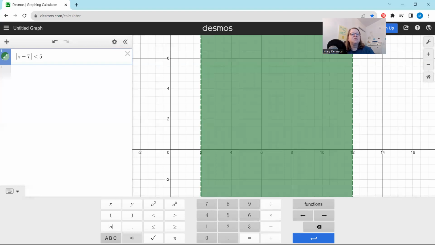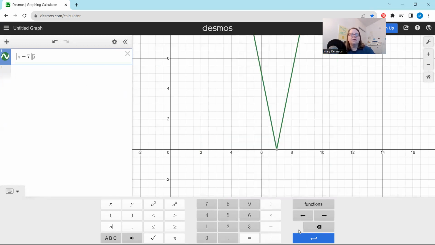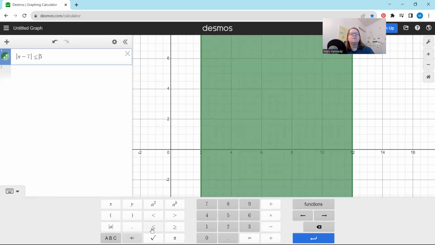Okay, so here's how you do that. Simply here, I could have the less than or equal to sign right there. I mean, there's the symbol. That's the easiest way. Or if you're typing the less than and then you hit the equals button after it, it'll change it to less than or equal to, which is kind of cool.